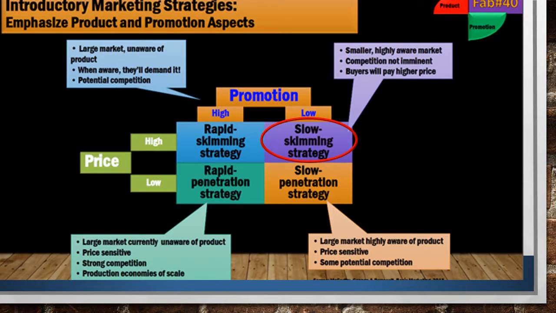Next, we have the slow skimming strategy, where the prices remain high, but there is less of an emphasis on marketing, sometimes much less.